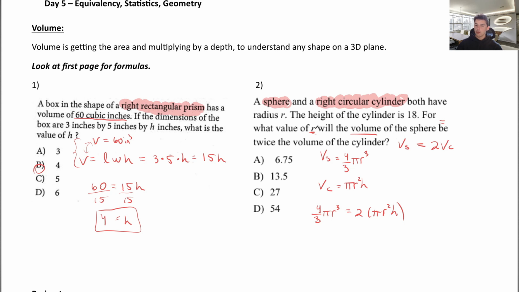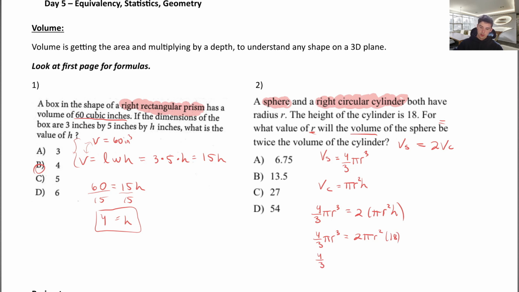They're asking for the value of r, given that the volume of the sphere has to be twice the volume of the cylinder. And they're also giving us that the height of the cylinder is 18. So I have to substitute that in here. Let's do that. 4/3 pi r cubed equals 2 pi. Since everything's being multiplied, I don't need to worry about distributing. It's just going to be 2 times pi r squared times 18.